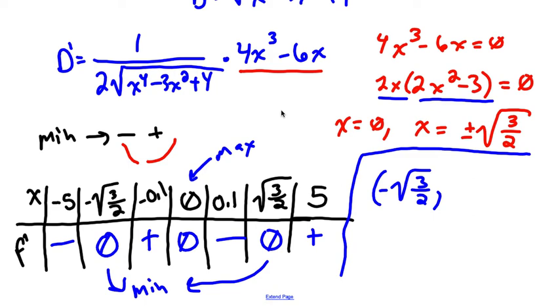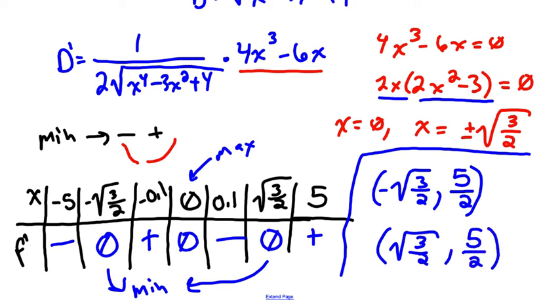2.5 as a fraction would be 5 over 2. So that's just going to be 5 over 2. Okay? Now, like I said before, since we know that this is a symmetrical function, both of those y values will be the same. They're at the same x values there because of this function. So negative square root of 3 over 2, 5/2 and positive square root of 3 over 2, 5/2 will be your answer for that one.